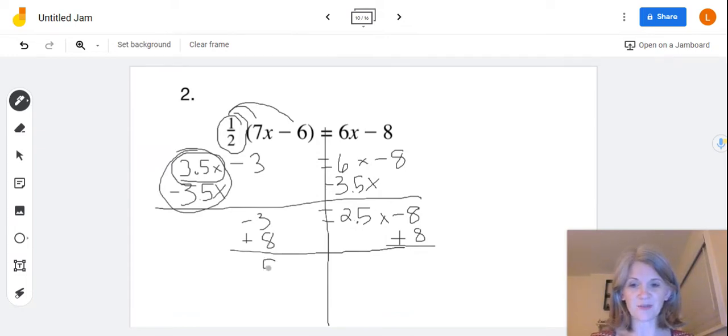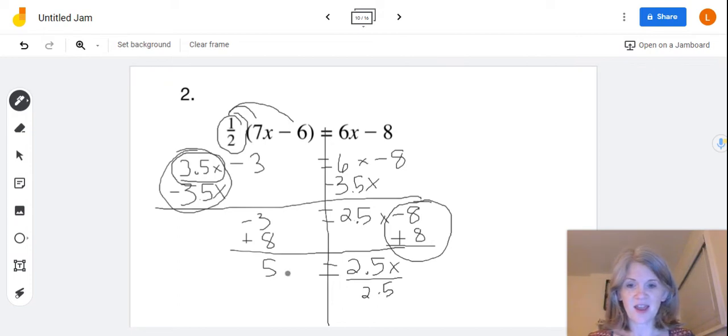Negative 3 and positive 8 gives me 5. And over on this side, negative 8 and positive 8 give me 0, or minus 8 and plus 8 give me 0. So those go away, and I'm left with 2.5x. Last step. The last step is always the same, well, pretty much always the same, that I'm going to divide by this coefficient here. I'm going to divide by the number in front of x. Because any number divided by itself gives me 1, and I want 1x. Anything I do to one side, I have to do to the other.